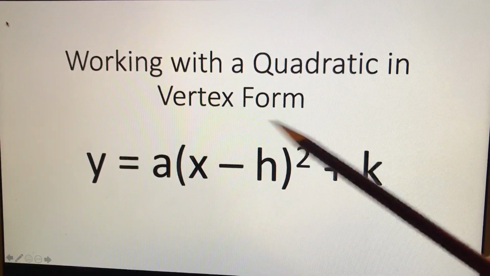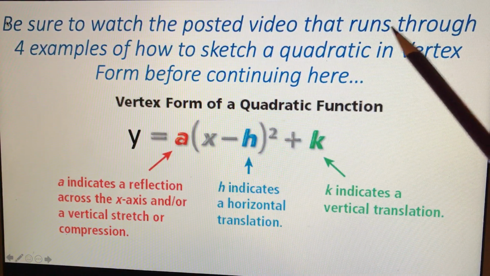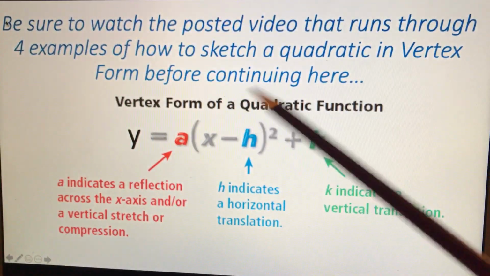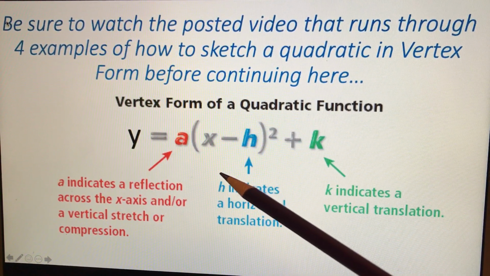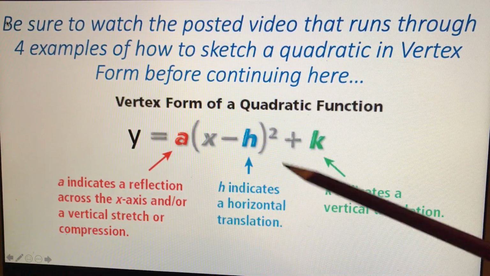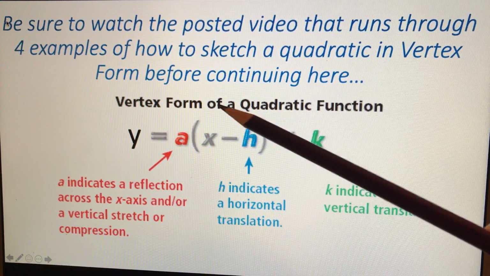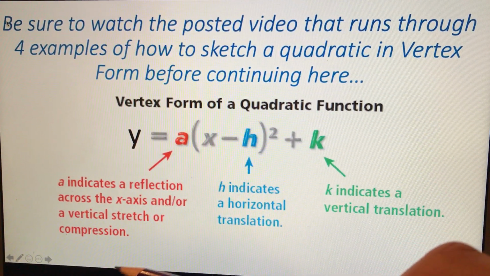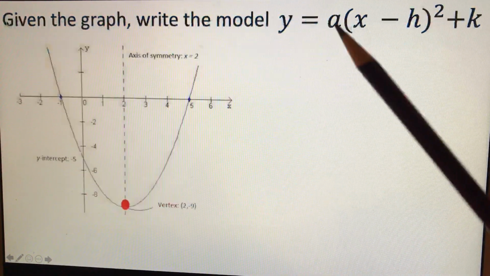Working with the quadratic in vertex form. Now be sure to watch the posted video that runs through 4 examples of how to sketch a quadratic in vertex form before we continue here. So just to remind ourselves, here's the vertex form, here is our vertical translation, here's our horizontal translation, and here this is either our reflection or vertical stretch and compression.